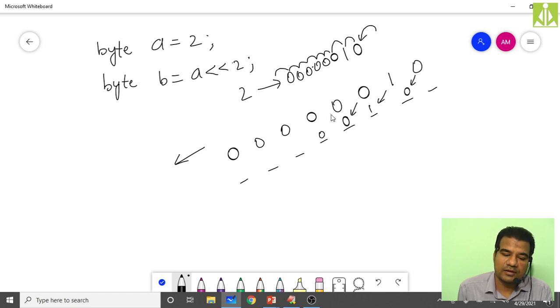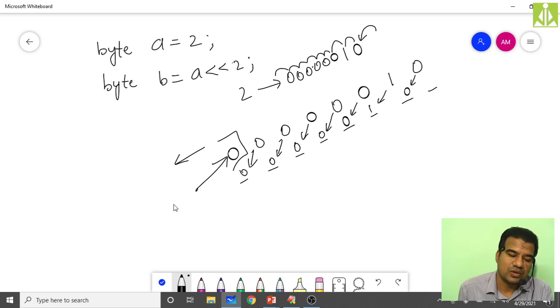Same thing for this. Same thing for this. And this 0 what we are having, it will be discarded as it does not have any place here to store. So what will happen with this 0? This is discarded or ignored.